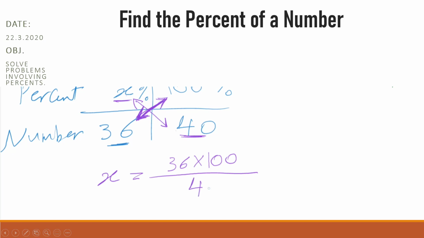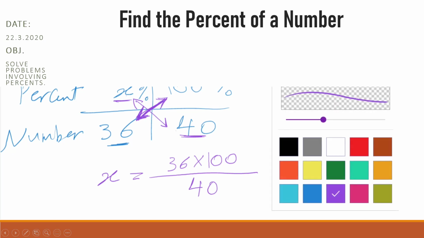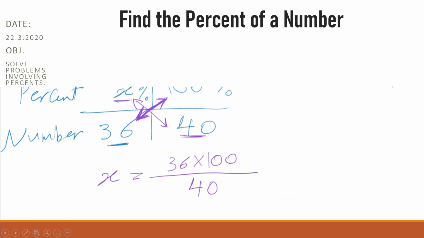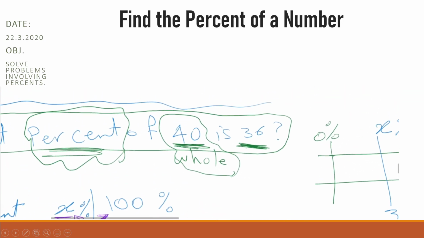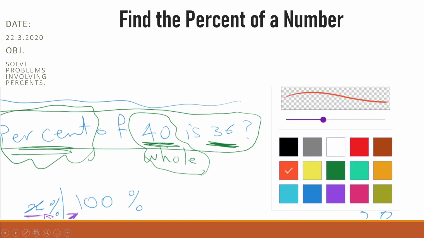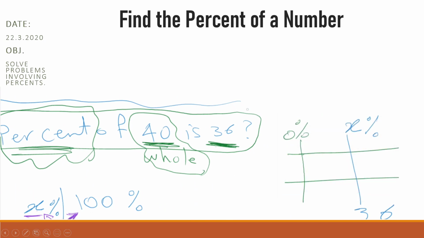Okay, simplify this. We can remove this 0 and divide by 4. 4 divided by 4 is 1, and 36 divided by 4 is 9. So 9 multiplied by 10 is 90. Divided by 1 is 90. So x is 90. And what the question requires is percent. So the answer should be 90%.